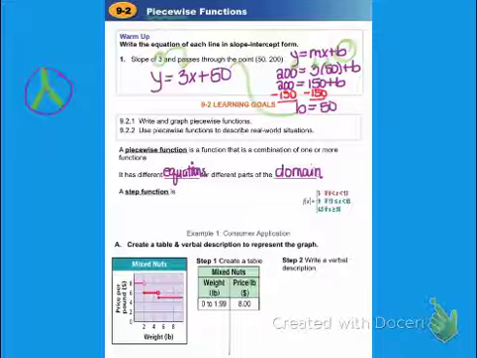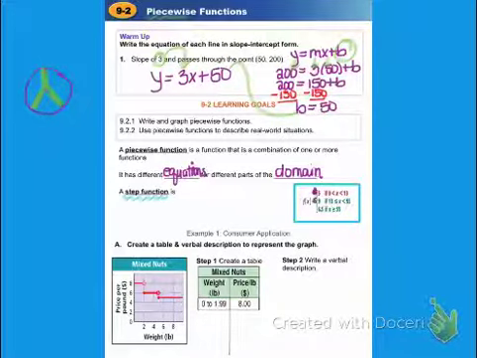Now that movie ticket example is what's called a step function. The reason we call it a step function is that when we graph this piecewise function, it gives the appearance of stair steps. I have a step function here for that movie ticket example. Here's how I would interpret this, except these would have to say dollars.